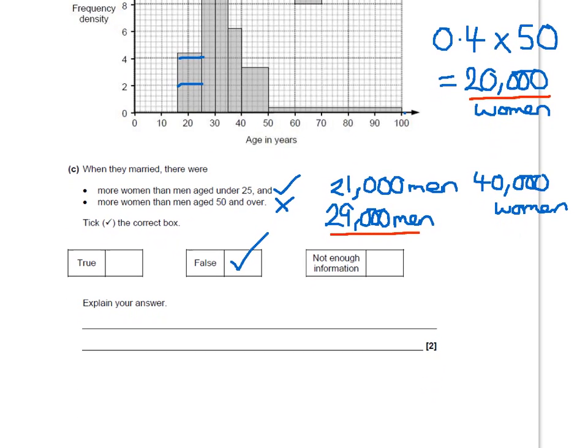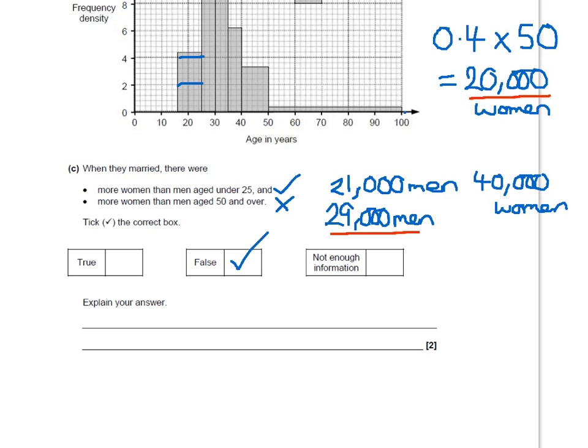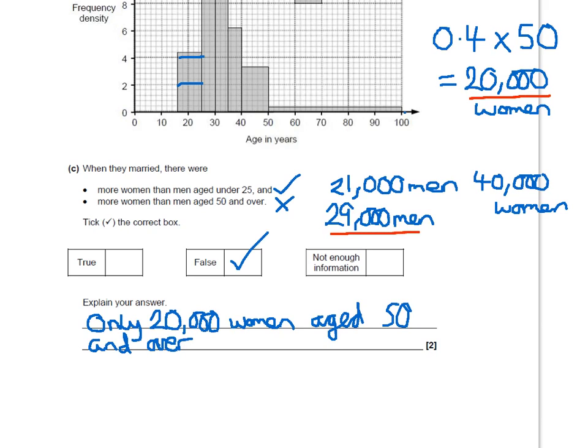Let's go and give a reason. Because only 20,000 women aged 50 and over got married, compared to 29,000 men.